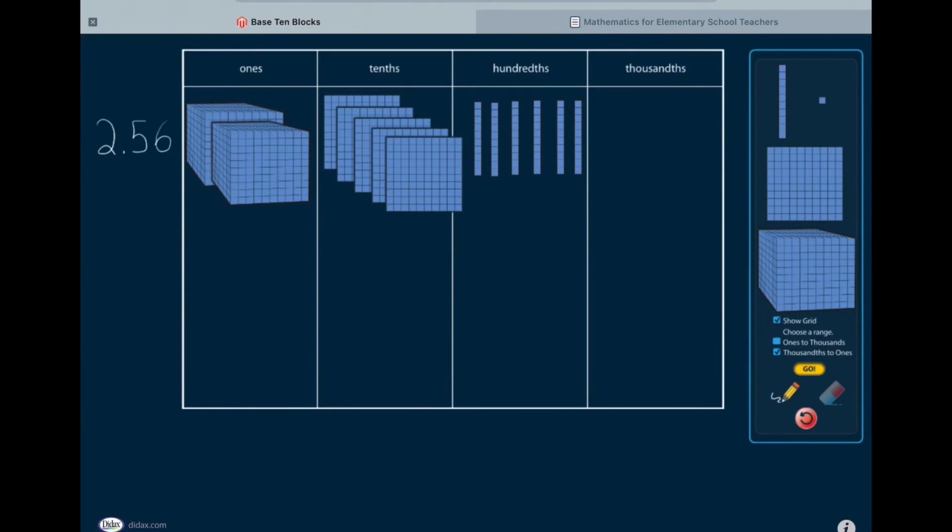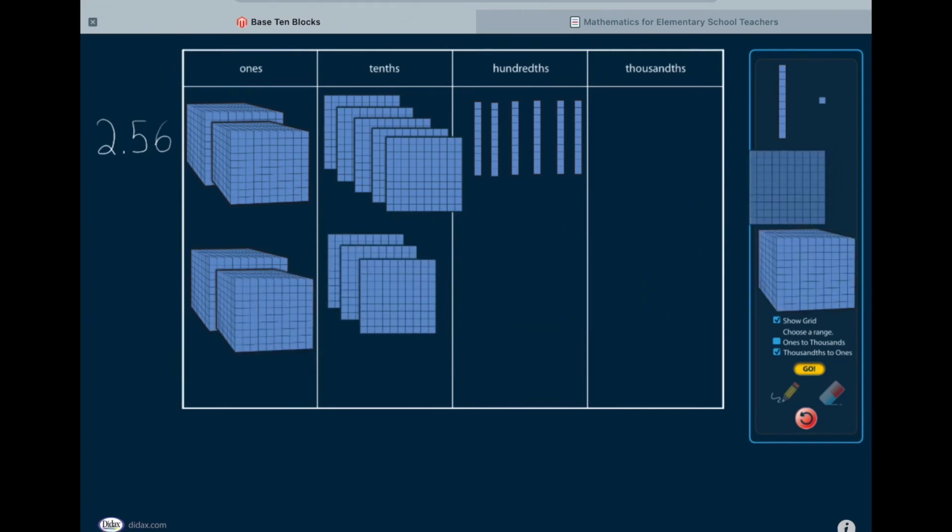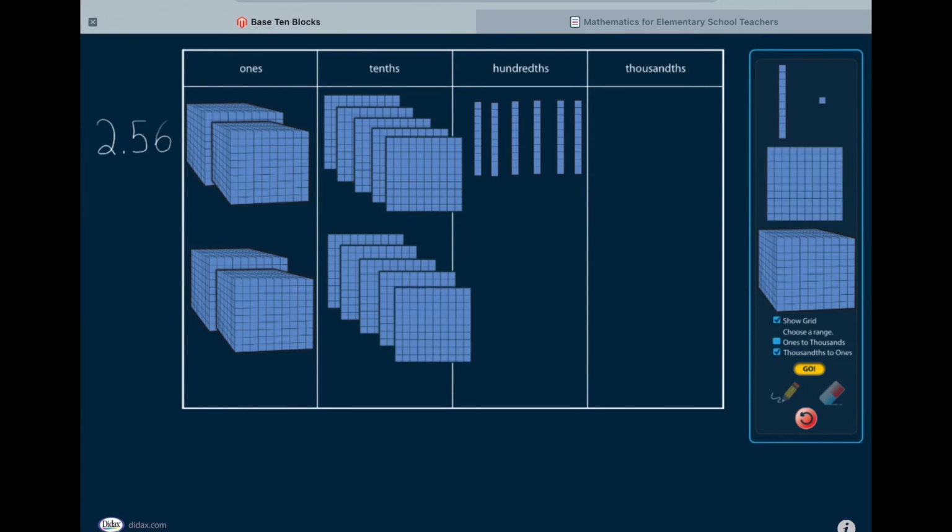Our next number, we still had 2 ones, 2.5, so 5 tenths. We can see that our first 2 columns here are the same, but then we had 3 hundredths. We can see that the top number is taking up more space. We'll finish this up by putting 1 thousandth in there, but even if I had had 9 thousandths, 9 of those little units can't overtake 1 rod because the rod contains 10.